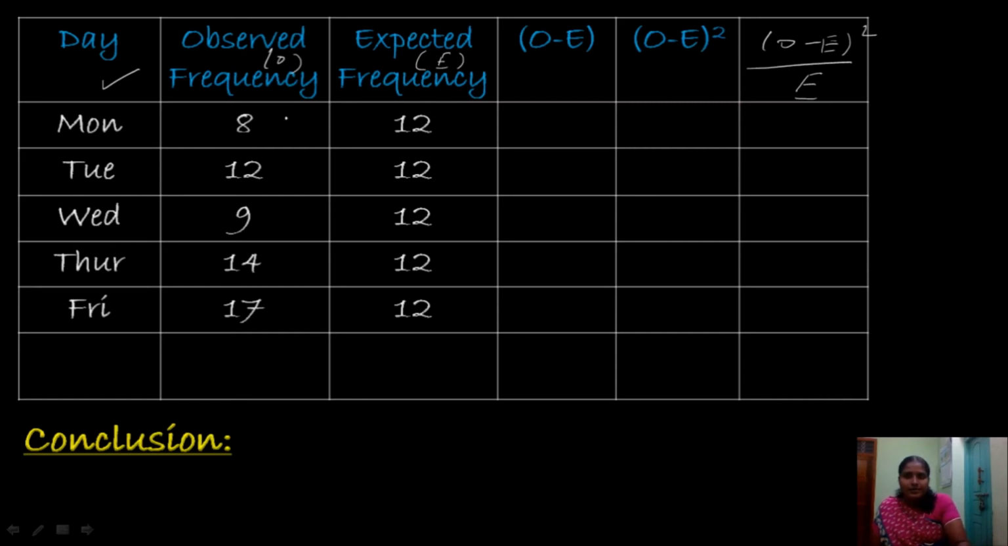Now let me subtract these values: 8 minus 12 is minus 4, 12 minus 12 is 0, 9 minus 12 is minus 3, 14 minus 12 is 2, 17 minus 12 is 5. By squaring these values we get minus 4 squared is 16, 0 squared is 0, minus 3 squared is 9, 2 squared is 4 and 5 squared is 25. And then we take the ratio of the squared value with the expected frequency.